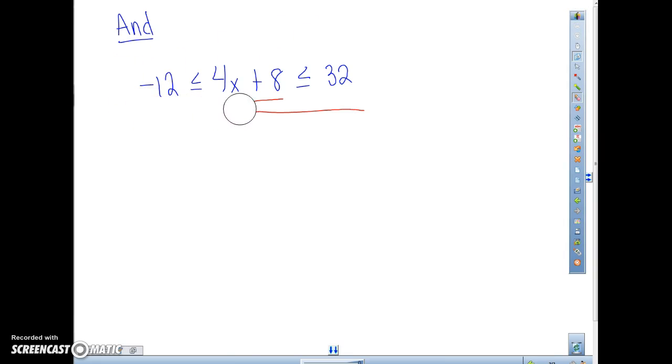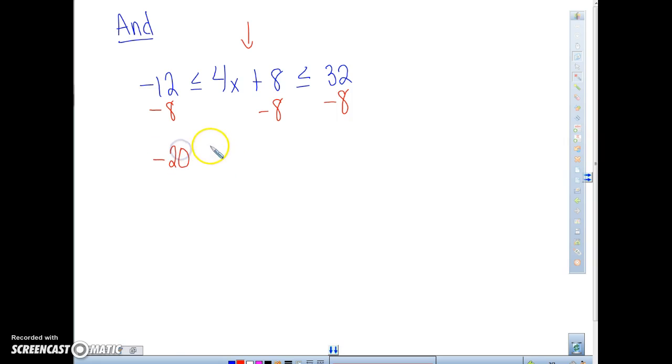Or you could solve it as just one problem. Again, you want your variable to stay in between the two symbols. You want the variable, in this case x, to be in the middle, and we want to solve that for x. So we're going to get rid of the 8, so we would subtract 8. If we do it to the middle, we have to do it to both ends. Since they're really two different problems, you have to do it to each side to make sure the problem stays balanced. So we have negative 20 is less than or equal to 4x, which is less than or equal to 24. Then you want to get the x by itself, and they're multiplying by 4, so we're going to divide by 4.